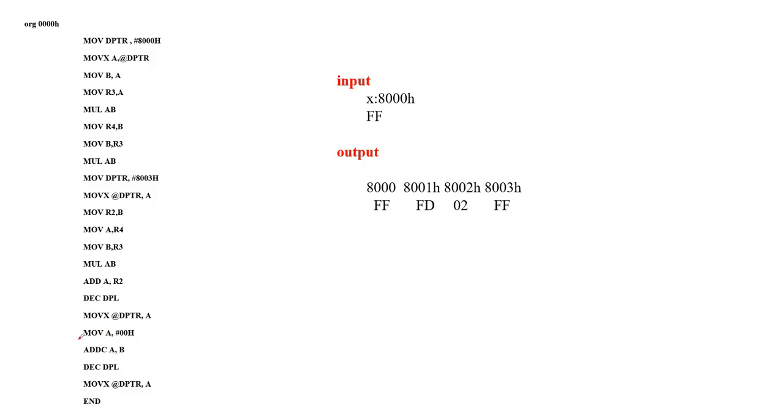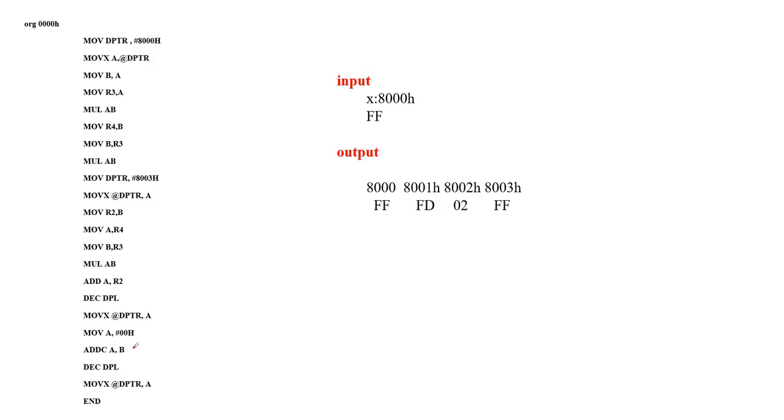Then we will use the instruction addc A comma B. So here the value which is there in the register B, which holds the higher byte from the previous multiplication, is added to the contents of the accumulator along with the carry, if at all it is generated from the previous addition, and the result is stored in the accumulator.